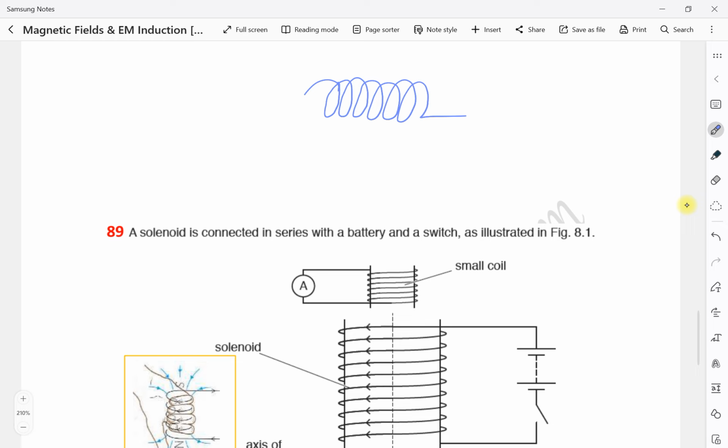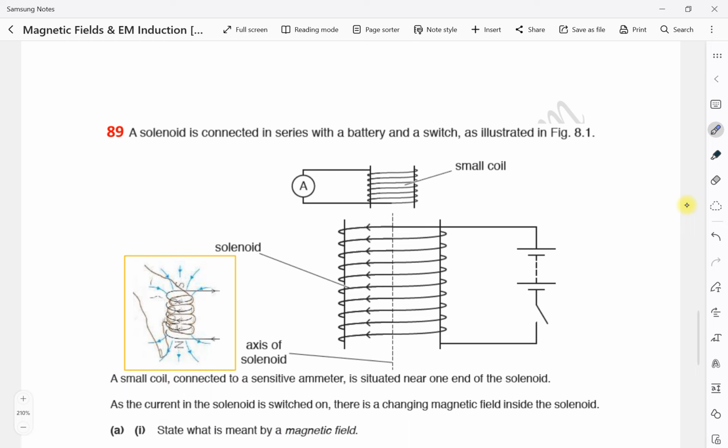A solenoid is connected in series with a battery and a switch, as illustrated in the figure here.